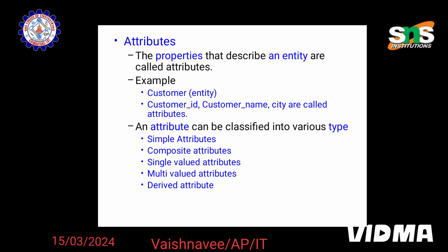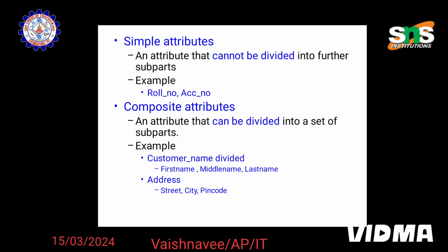Now let us look into the various types of attributes. There are simple attributes, composite attributes, single valued attributes, multi-valued attributes, and derived attributes. A simple attribute is one that cannot be divided into further subparts. For example, roll number and account number cannot be divided into further parts, whereas customer name can be divided into first name, middle name, and last name, and address can be divided into street, city, and pin code.